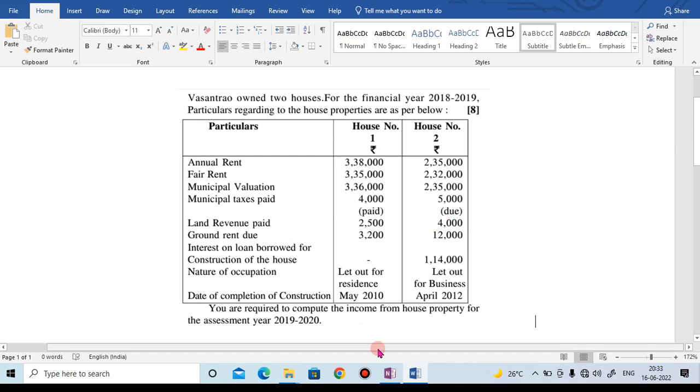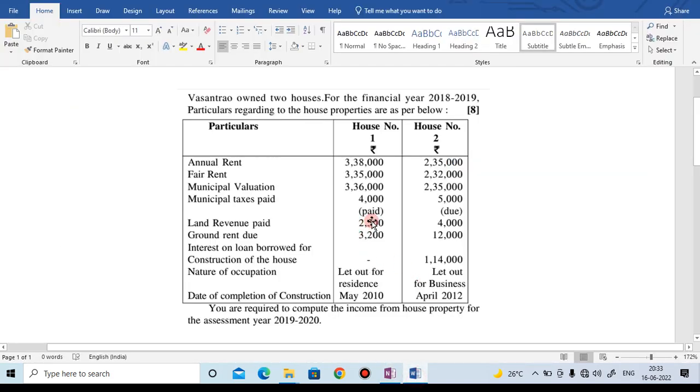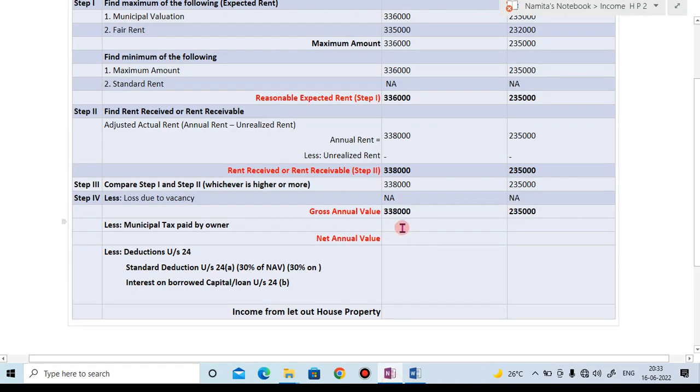Now municipal tax, okay, it should be paid by the owner. So here paid is written. Okay, so for house number 1 the tax is paid. The amount of tax paid is how much? 4,000. Okay, so less 4,000.